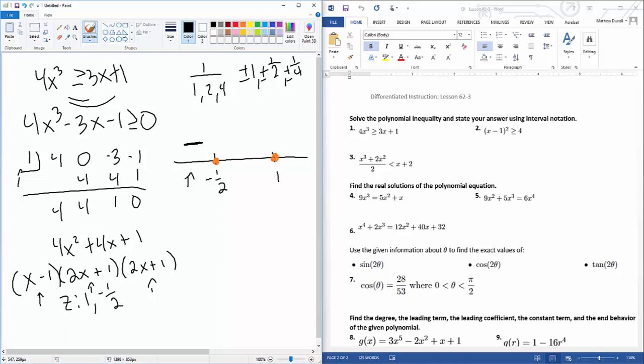Then if I plug in a value right here like 0, I get a negative times a negative times a positive times a positive, so this is also negative. And then if I plug in a value like 2 or 3 or 4, positive, positive, positive, so that's going to be a positive. And so it's looking for all the values that are greater than or equal to 0. So those are all of my positive values. That's going to be my answer there. So it's going to be from 1 to positive infinity.